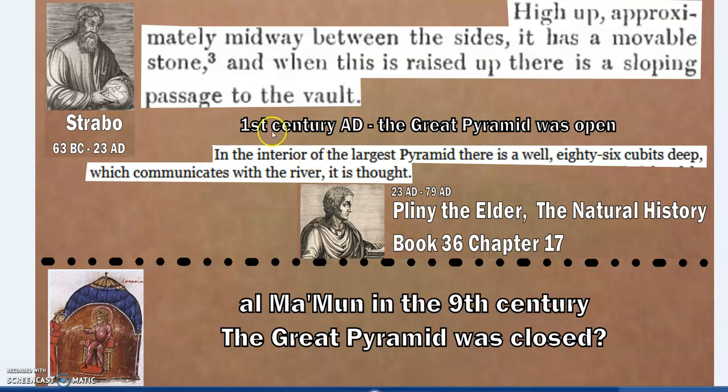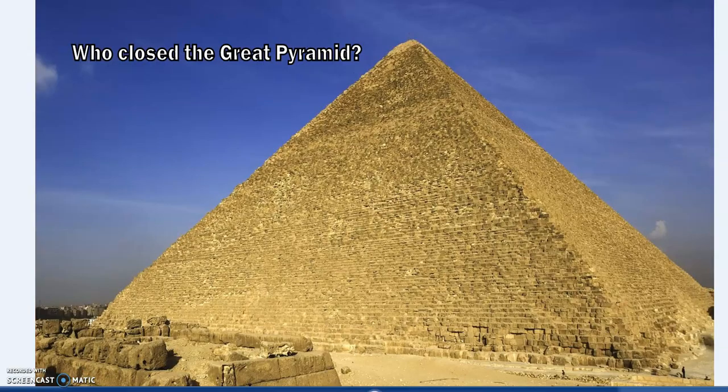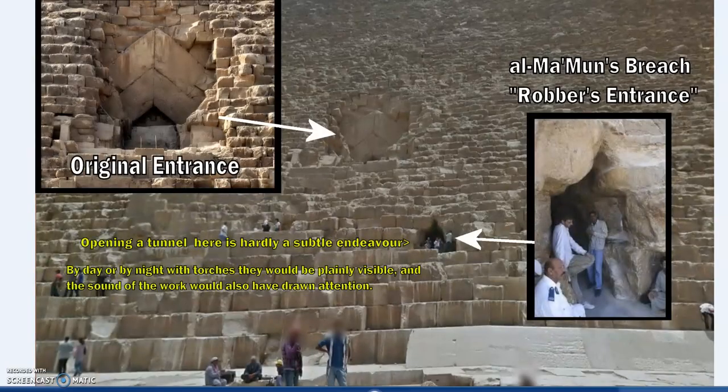So what's interesting is that at the time of Strabo and Pliny, they're describing the inside of the pyramids. Again, Herodotus and others are talking about the pyramid being open. And yet, in the early 9th century, when Al Mamoon got there, the pyramid was closed. There's a big question: who closed off the pyramid? Who shut down these doors?